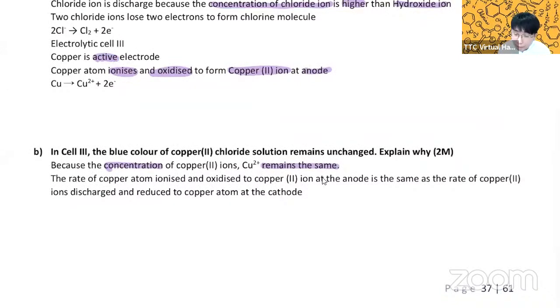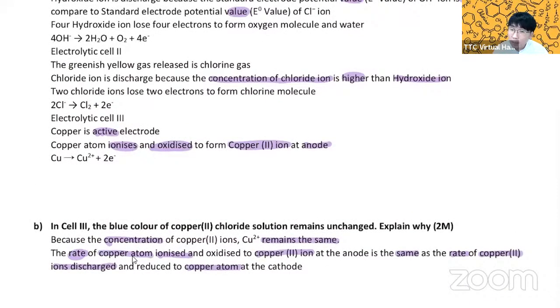Why? Because the rate, meaning the speed, of copper ionizing to form Cu2+ is the same as the rate of Cu2+ discharging to form copper atom at the cathode. So guys, two keywords here. Rate means the speed. Your copper atom ionized means your copper atom becomes Cu2+. The rate of Cu becoming Cu2+ is the same as the rate of Cu2+ turning back into Cu. You see the difference there? Because they have the same speed, the Cu2+ remains the same. Never increase, never decrease, because once you produce, you use it up.